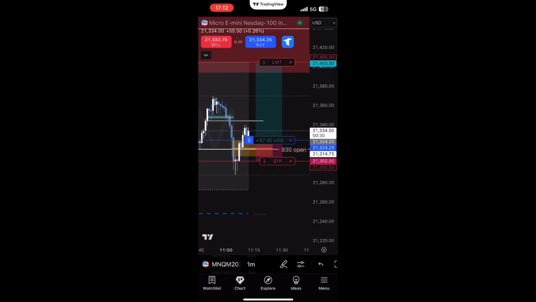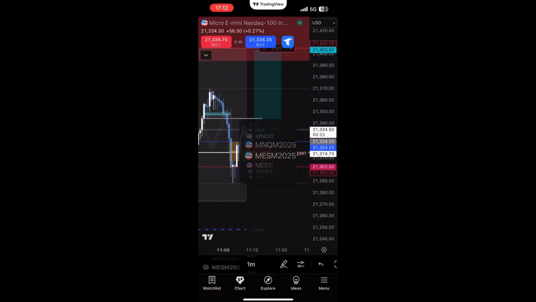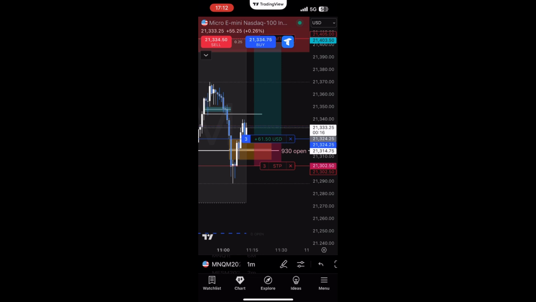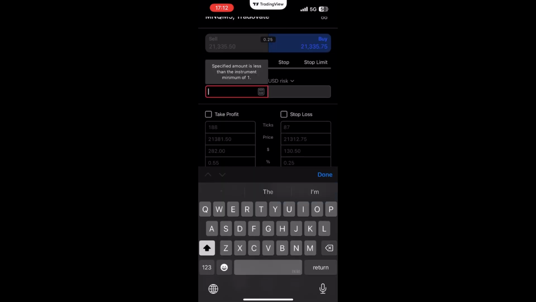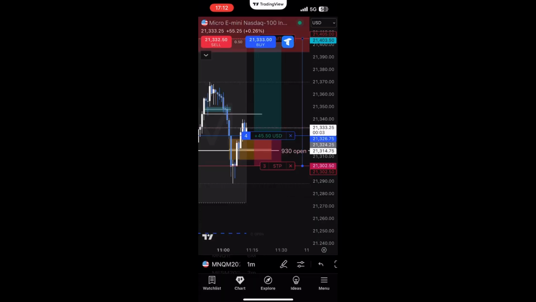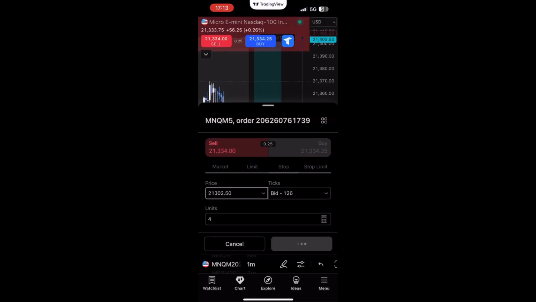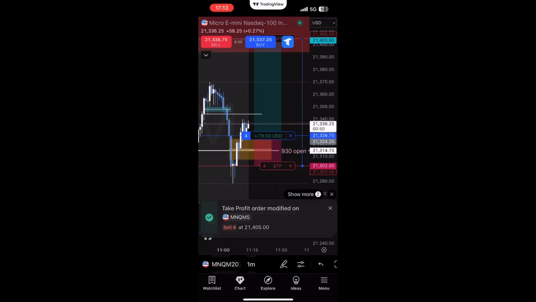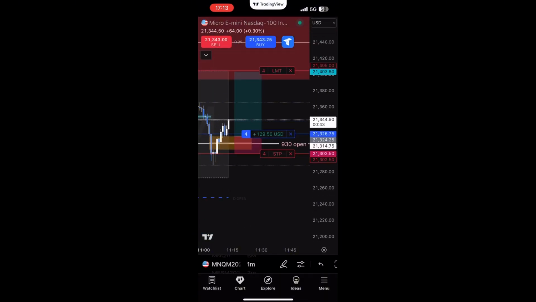My entry was clean inside the BPR. I placed my stop just below the structure and was targeting the macro fair value gap above, which formed after price aggressively moved out of the range. Price respected the levels well, but I wasn't blindly aiming for the full target.